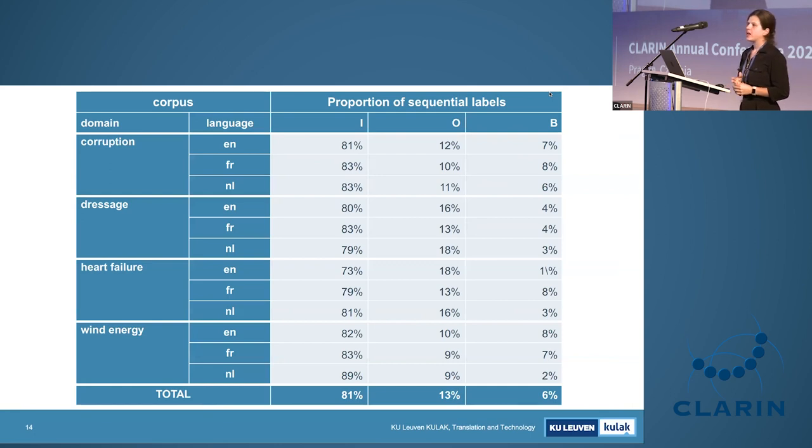And then with the IOB numbers, I made a small mistake here. The first one should be the O. So the outside should be the largest category, sorry. And you can see that it's sparse in that sense, that 80 to 90% of the tokens in a text are not terminological, and only the remainder are.